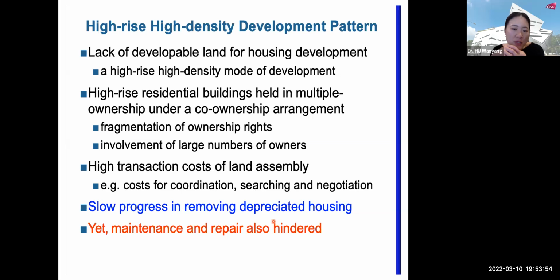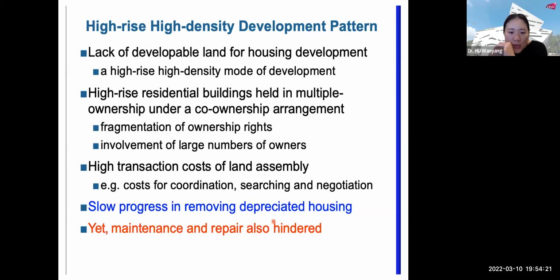Okay, so because every unit, the homeowner of every unit owns the property, right? So for the whole residential building, they are in a multiple-ownership status. So the ownership rights are quite fragmented in this high-rise and high-density development mode, because we also have a lot of homeowners within each residential building.